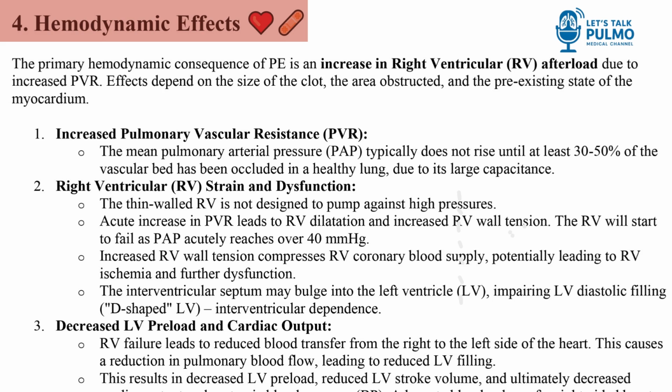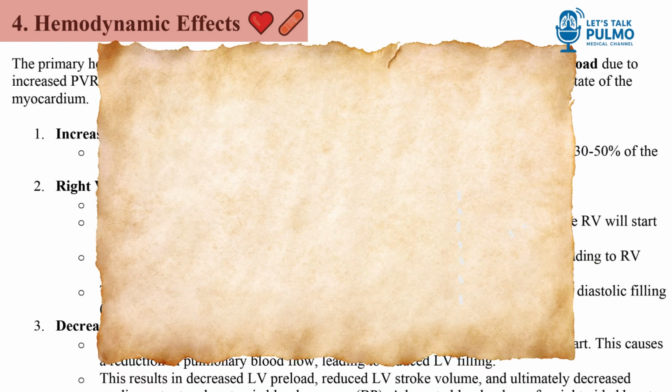As we said, this comes directly from that increased PVR, the resistance caused by the blockage and the vasoconstriction. It's interesting, though: in someone with previously healthy lungs, the mean pulmonary artery pressure, the average pressure, often doesn't rise dramatically until about 30 to 50% of the pulmonary vascular bed is actually blocked. So the right side of the heart is suddenly forced to pump against much higher resistance.